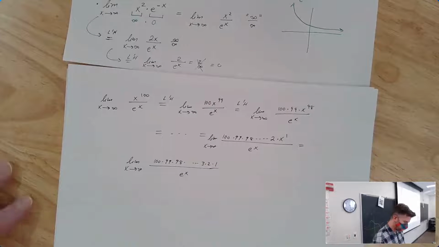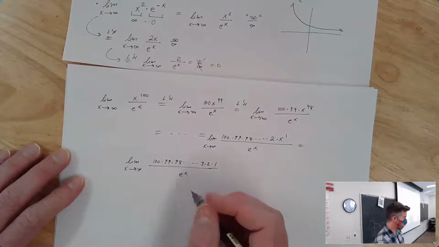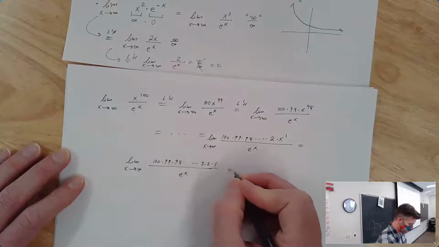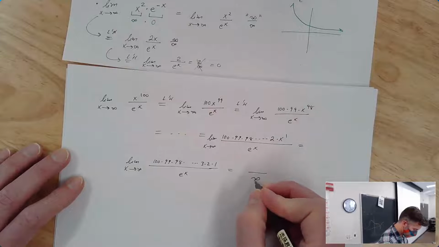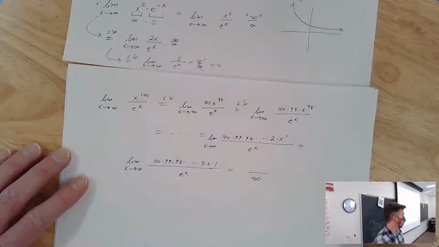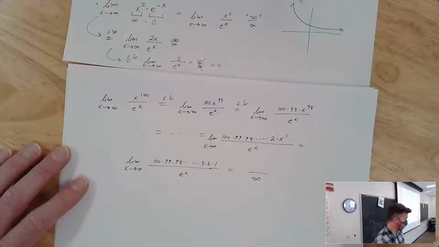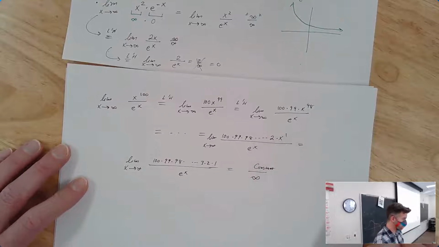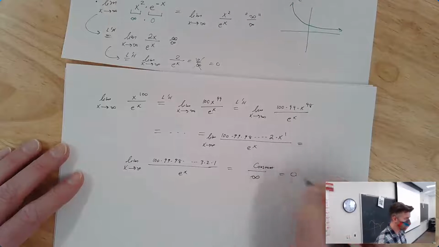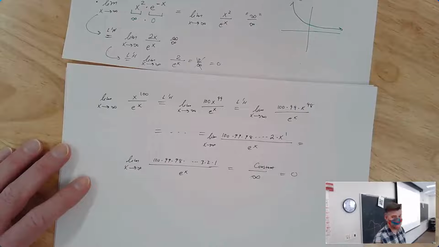Where's the bottom going to? Well, just like it has in every step, the bottom is going to infinity. And what's the top? It's not a small number, but it is definitely a constant. And a constant over infinity, the constant always loses. So that's going to go to 0. Even if it's a really big constant.